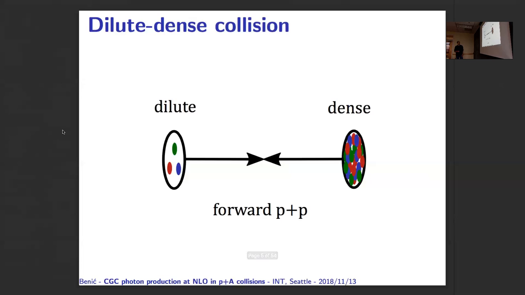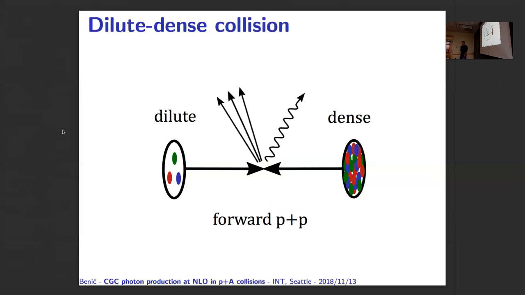On the other hand, you can also look at forward pp so that the target proton is probed at small x as well. And our motivation is to use photons as probes for CGC, because photons are clean. So not only photons, but also photons in correlations with other particles such as jets.